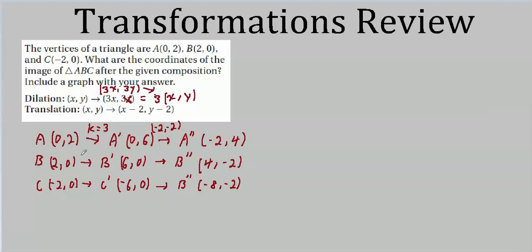we transform 2, 0 into 6, 0, which becomes 4 minus 2 under the translation, minus 2 minus 2. This is the vector here that we would just add to whatever we get here. Same thing here, and we end up with minus 8 minus 2.